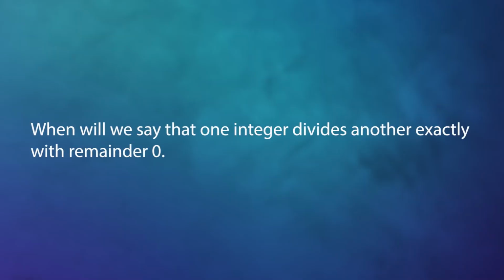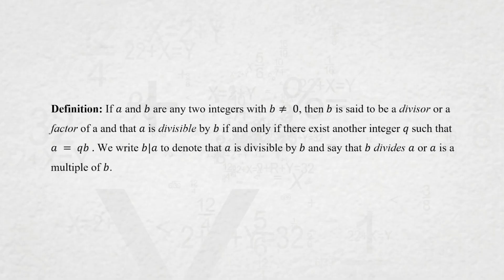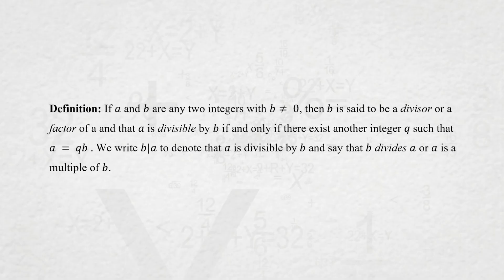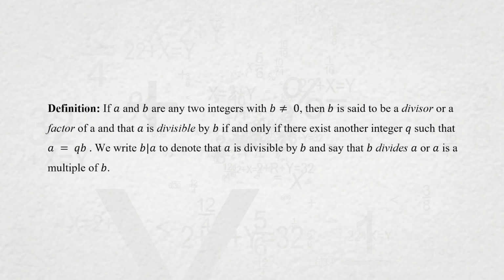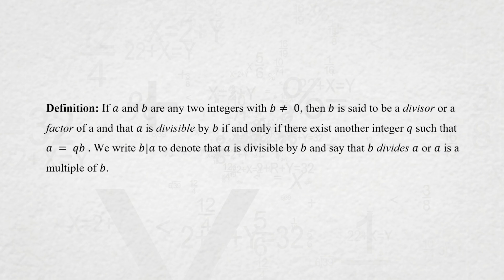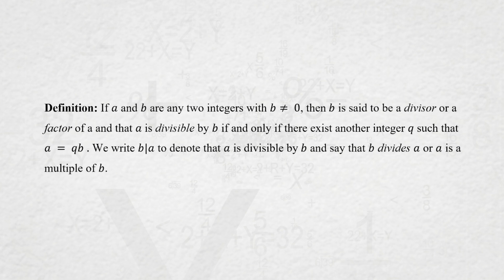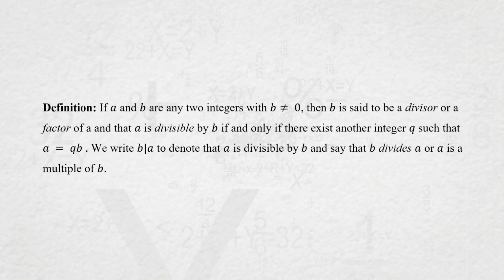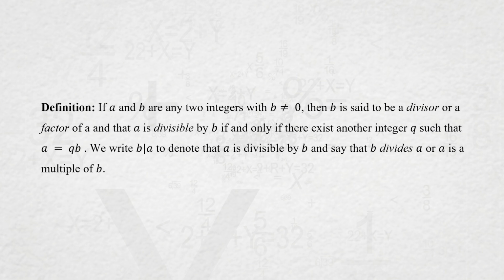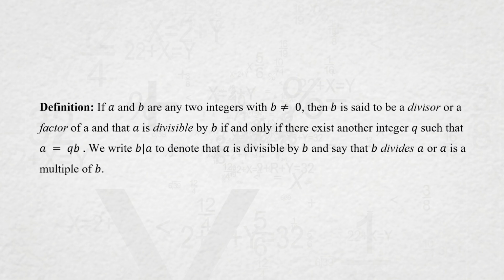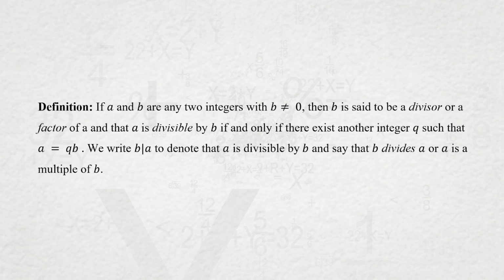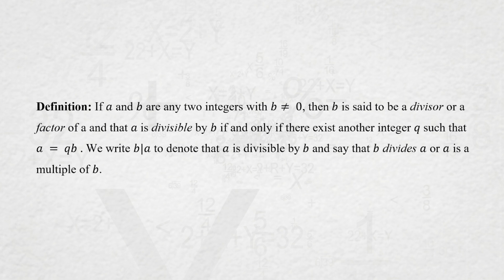When will we say that one integer divides another exactly with remainder 0? We shall see the answer to the question in the following section. We shall see a definition now. If a and b are any two integers with b not equal to 0, then b is said to be a divisor or a factor of a, and a is divisible by b, if and only if there exists another integer q such that a is equal to qb.